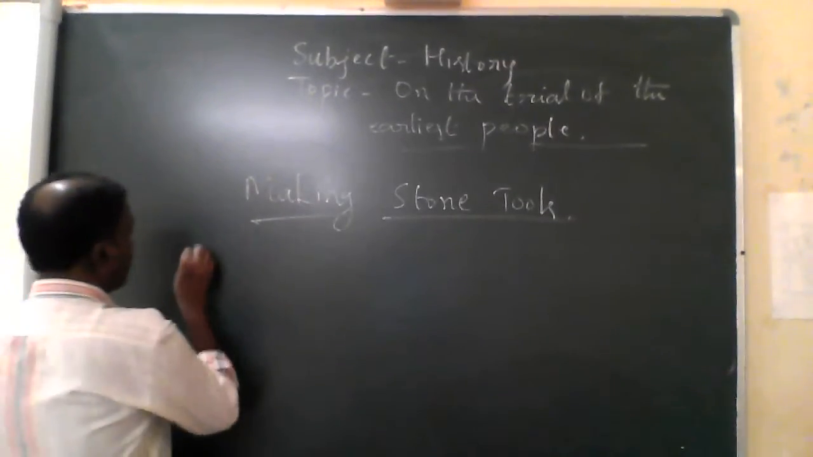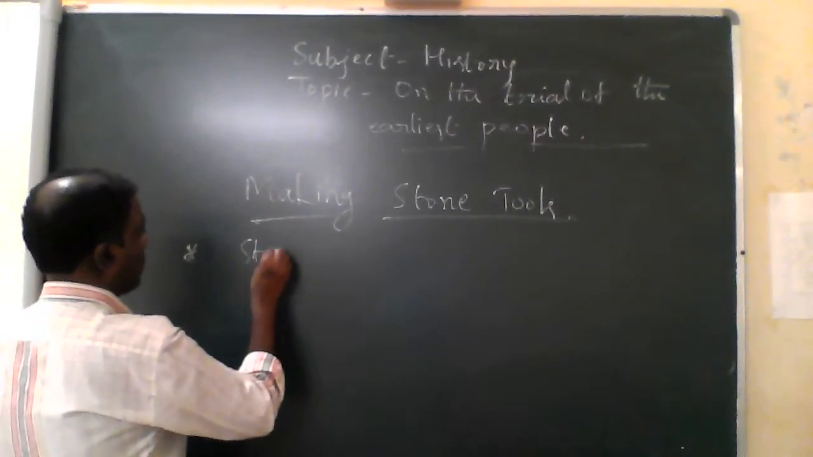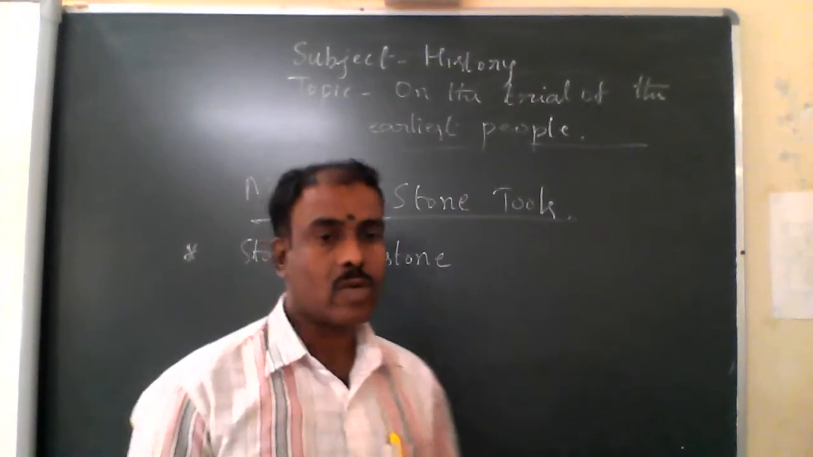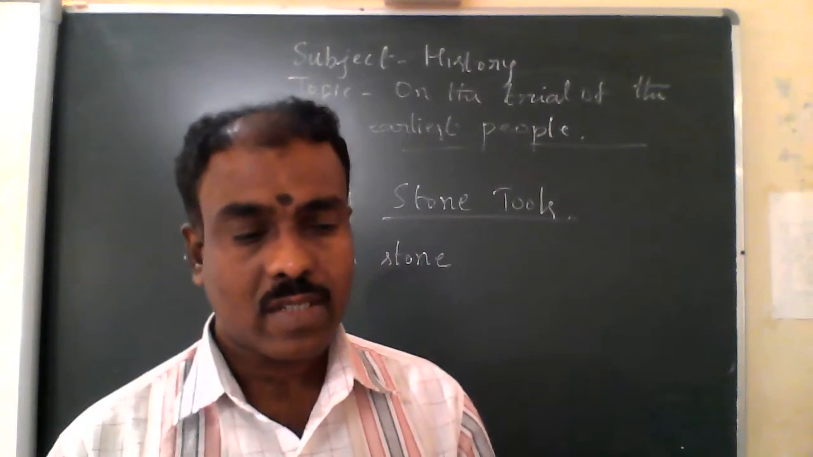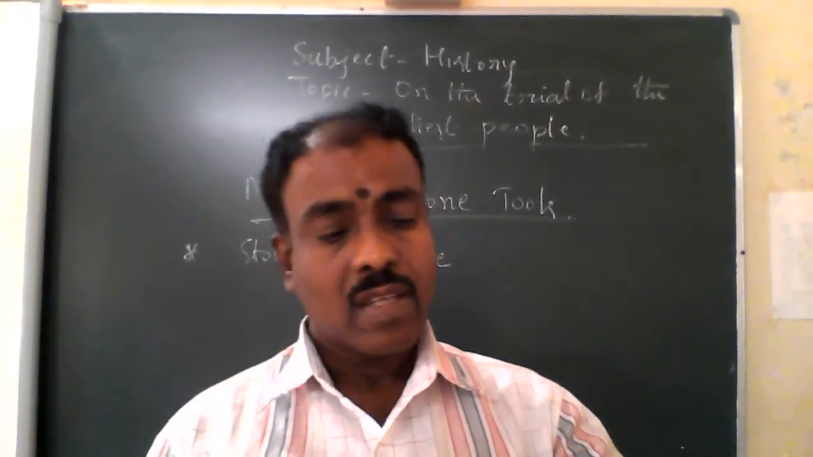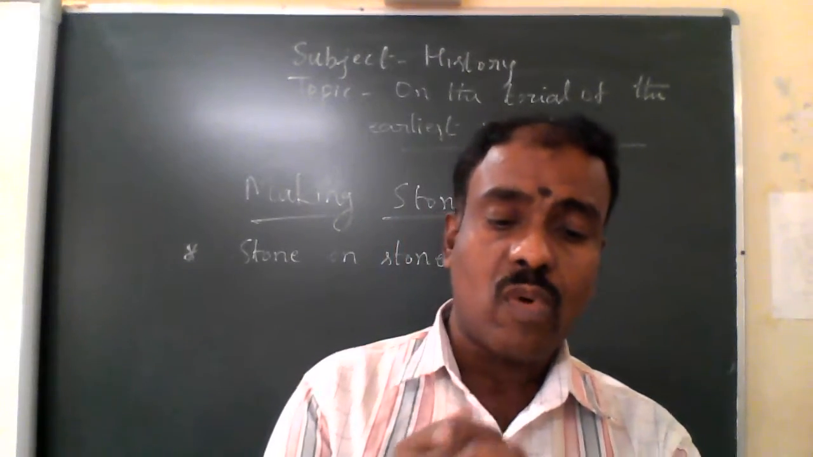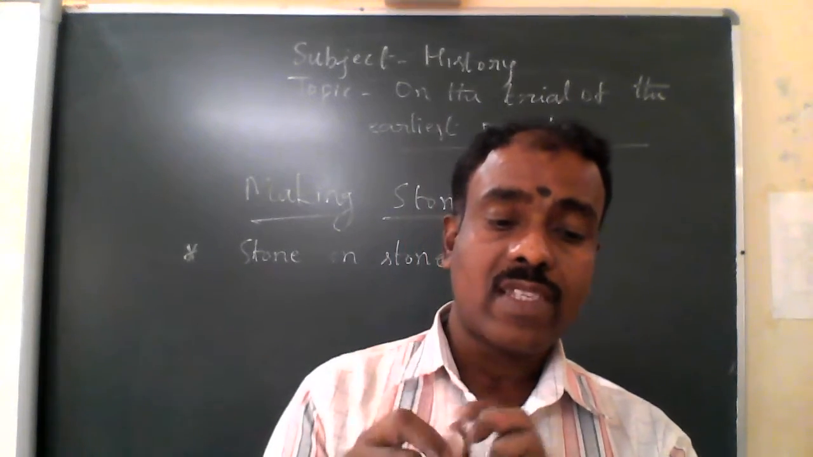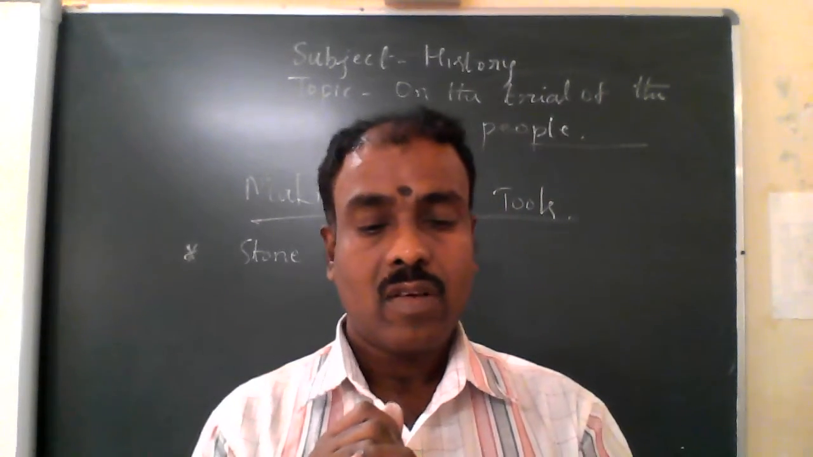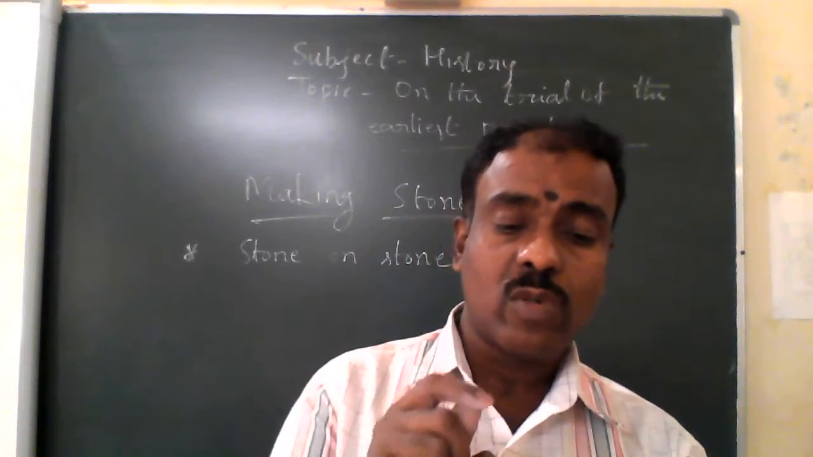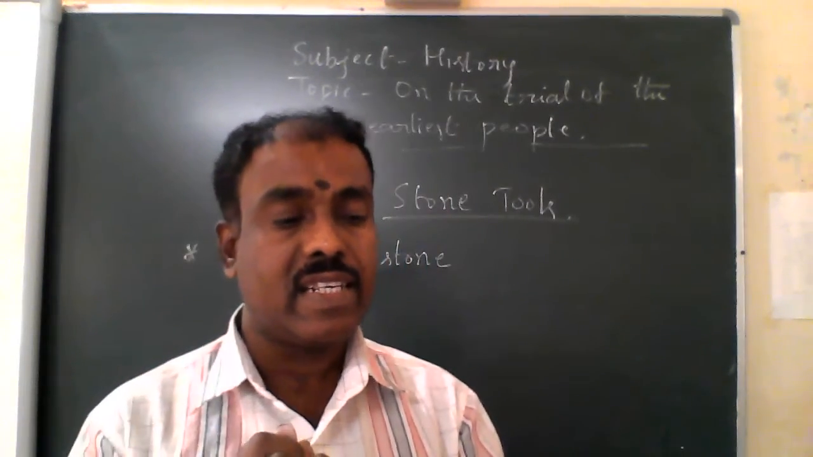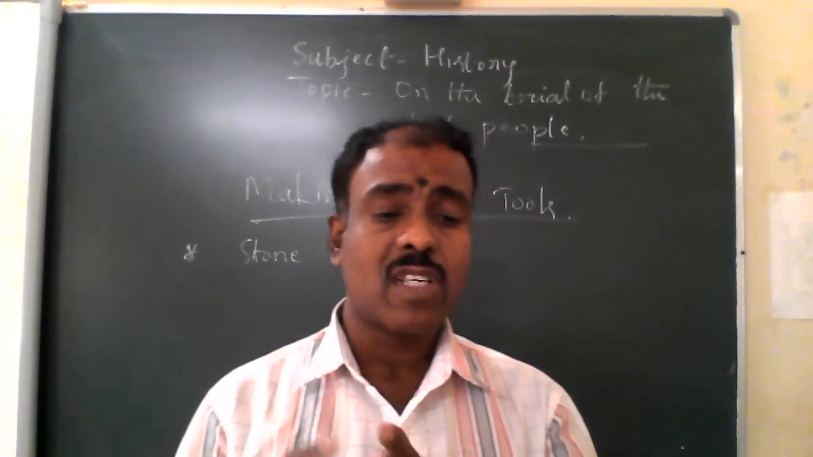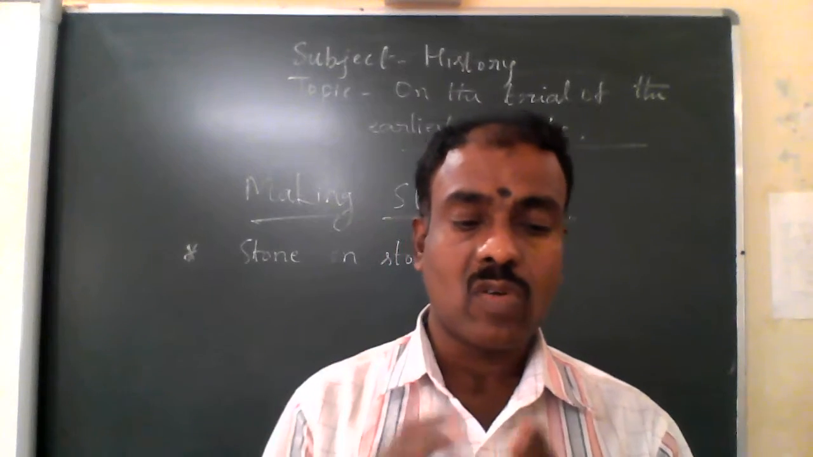This is the first technique. Stone on stone means what? Here the pebble from which the tool was to be made, also called the core, was held in one hand. Another stone which was used as a hammer was held in the other hand. It is very simple.